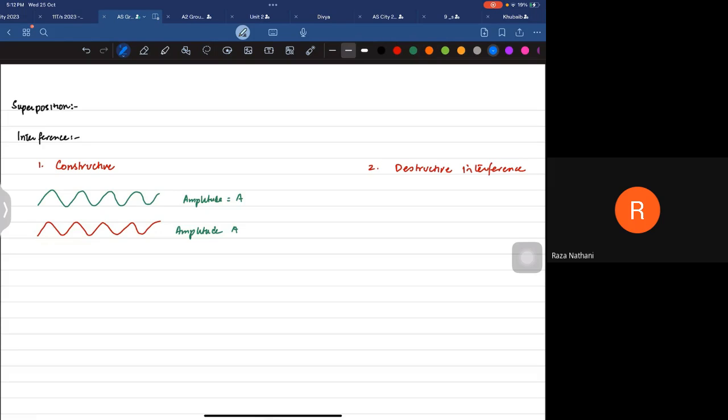So when you add these together or they meet at a certain point, what happens is that they are going to become bigger. The reason why they become bigger is that if you notice, the crest of the waves meet with the crest and the troughs meet with the troughs, so they sort of complement each other. So then the net amplitude of both of these will become 2A. Do you guys understand that?